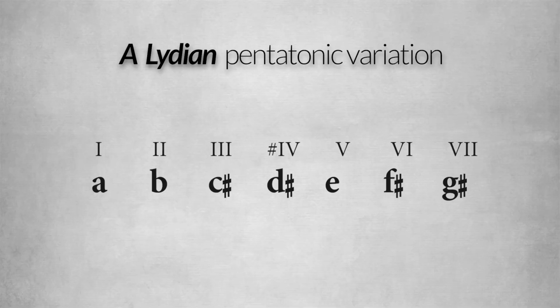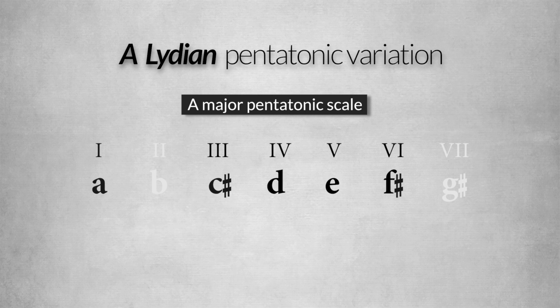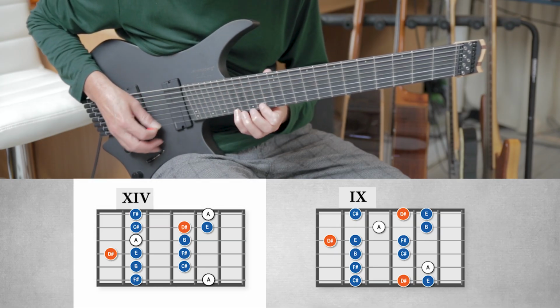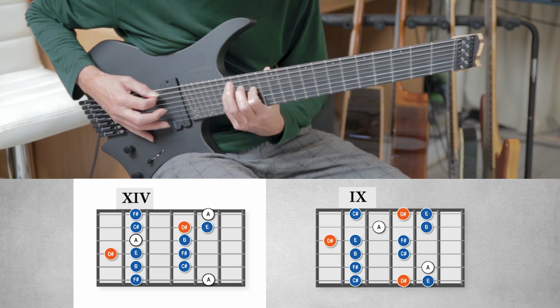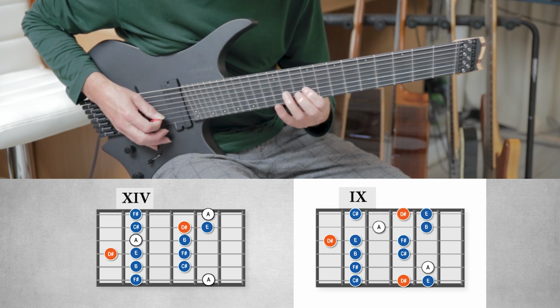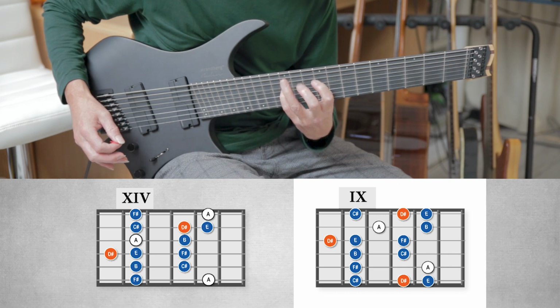Now the Lydian trigger note is the augmented 4th degree. It's a major scale, so we have to start with a major pentatonic scale. In A major, the augmented 4th degree is the note D sharp. When we add this note to the A major pentatonic scale, we get this sound. And here's an example with this Lydian variation of the A major pentatonic scale.